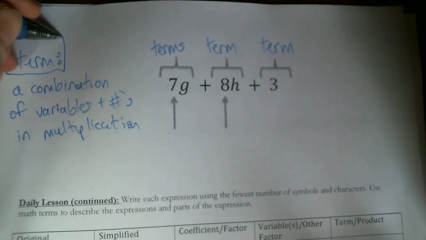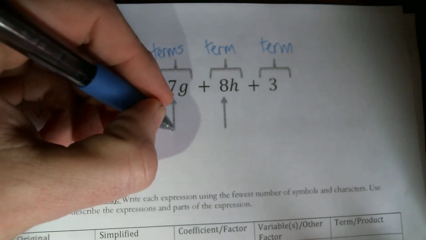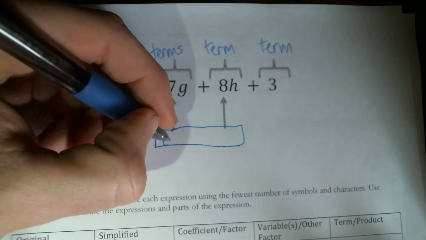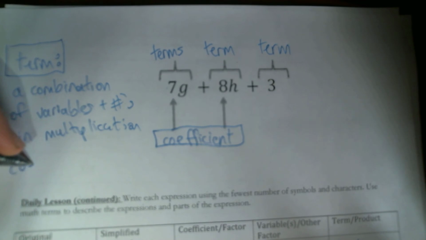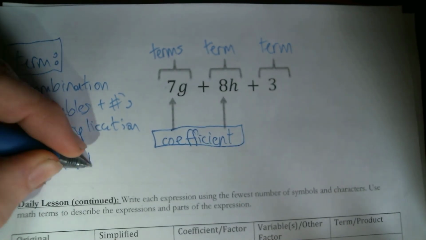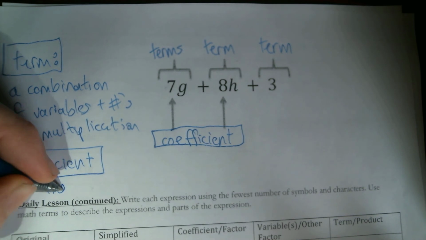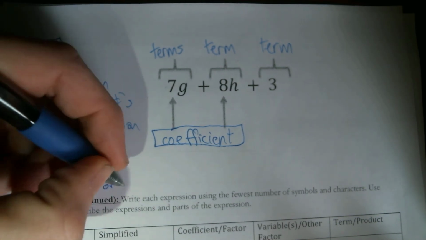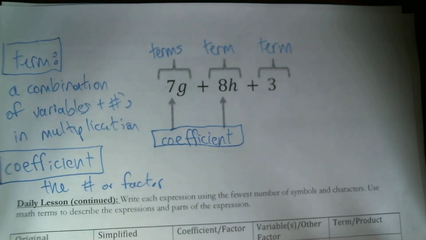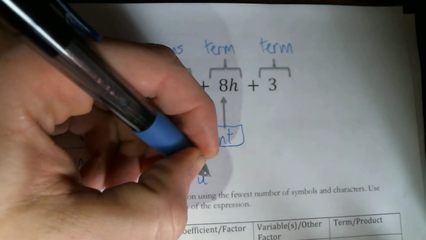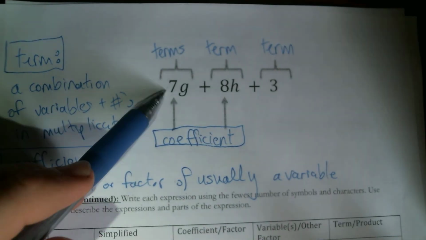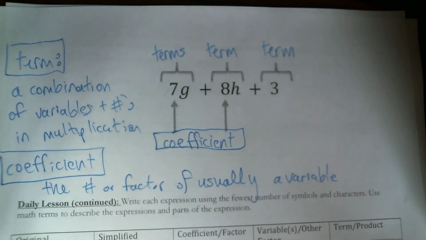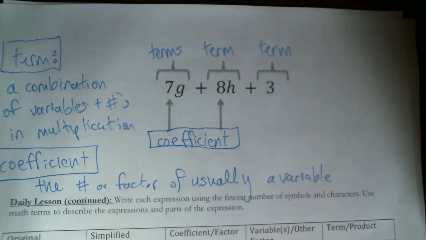Then we have the 7 and the 8, which are what we call coefficients. And a coefficient is simply the number or factor of usually a variable. So for example, I can say 7 is a coefficient. 8 is a coefficient of h. 7 is a coefficient of g.